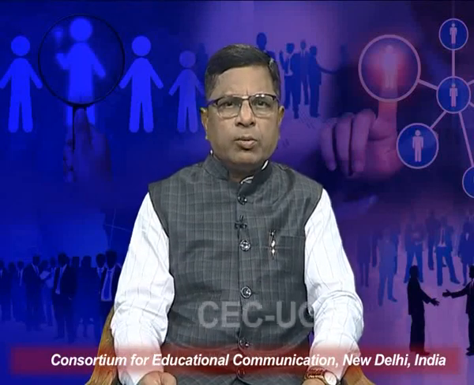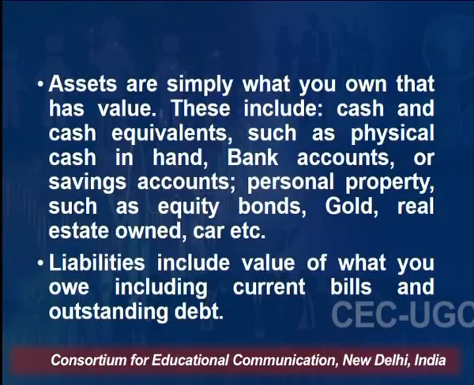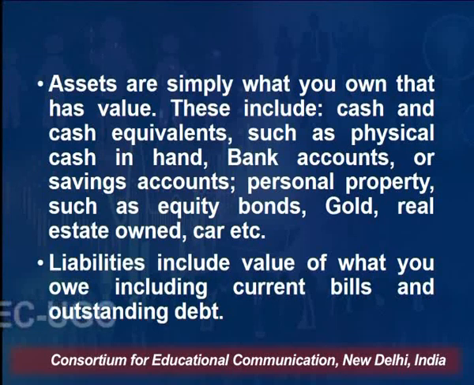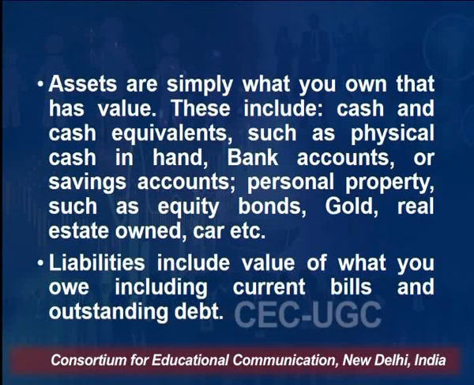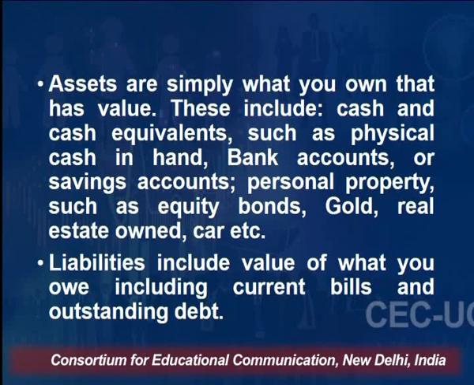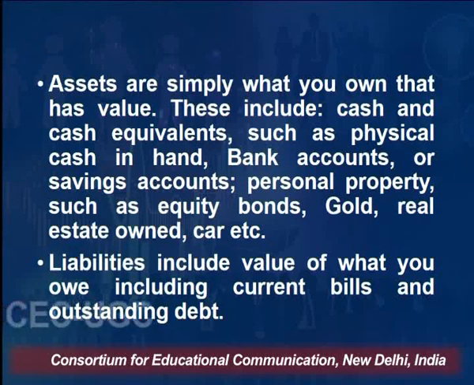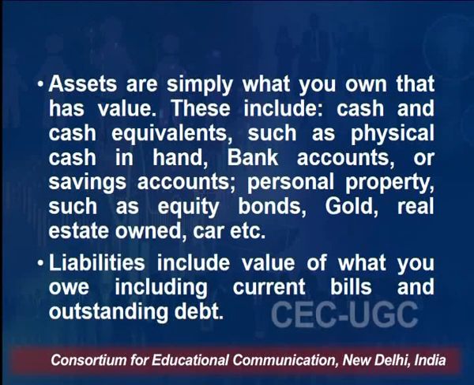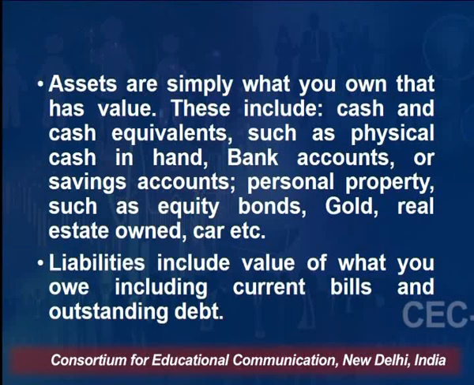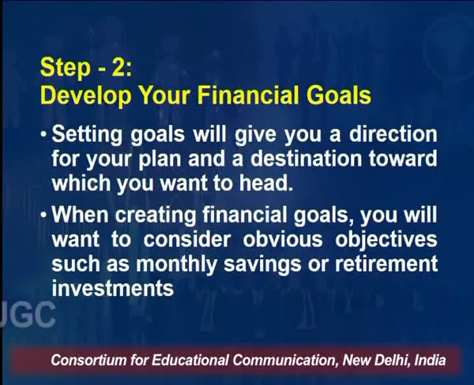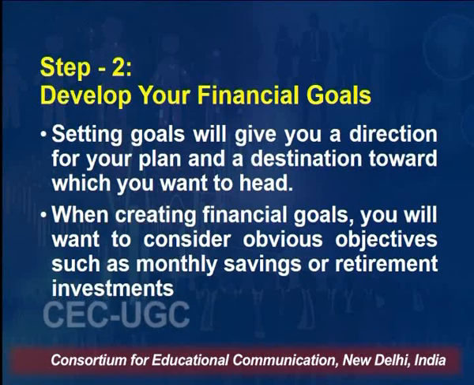I am quickly revising it because I have already talked about it, right? So assets are simply what you own that has a value. This includes cash equivalents, physical cash in hand, bank account, savings account, personal property, equity, bonds, gold, real estate, and car, etc. Liabilities include the value of what you owe, including current bills and outstanding debt. Then the next step, it is just a repetition of what I said earlier, so quickly, I am revising it.